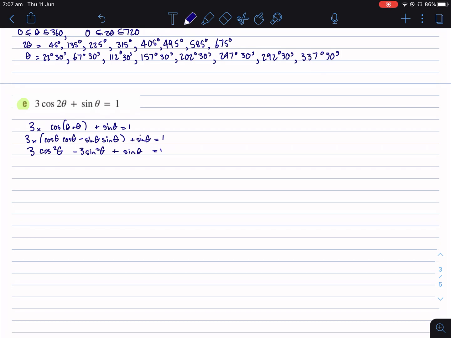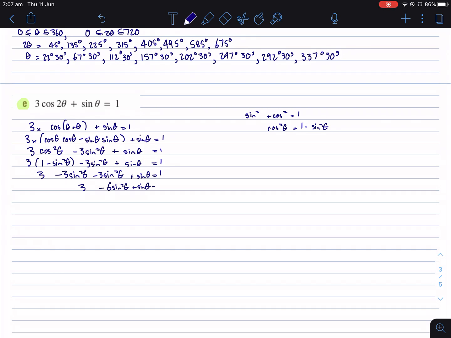Now cos squared theta, so sine squared plus cos squared equals 1. So cos squared theta is 1 minus sine squared theta. I think that'll be useful. So we've got 3 lots of 1 minus sine squared theta minus 3 sine squared theta plus sine theta equals 1. So I've got 3 minus 3 sine squared theta minus the other 3 sine squared theta plus sine theta equals 1. 3 minus 6 sine squared theta plus sine theta equals 1.